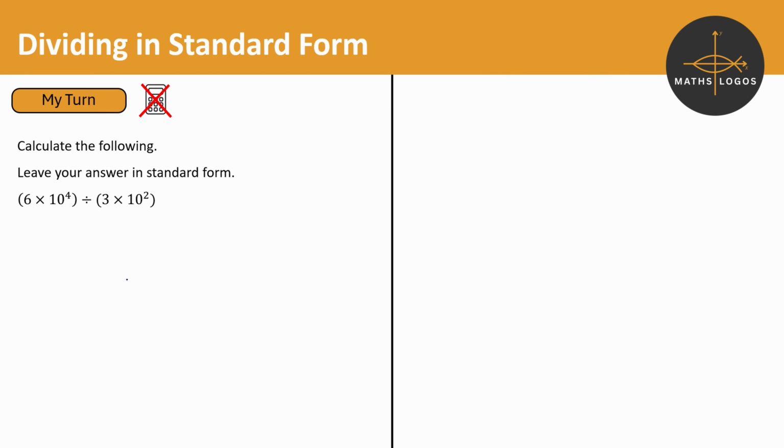Hi everyone, in this lesson we're going to look at how we divide numbers that are in standard form. So let's jump into our first example. It says calculate the following, leave your answer in standard form. We've got 6 multiplied by 10 to the power of 4 divided by 3 multiplied by 10 to the power of 2.